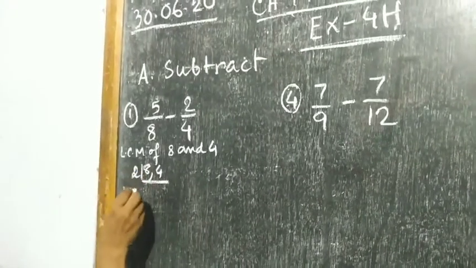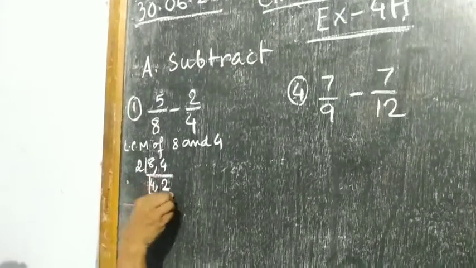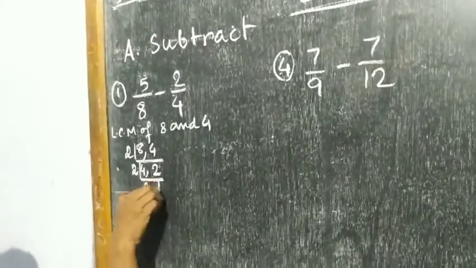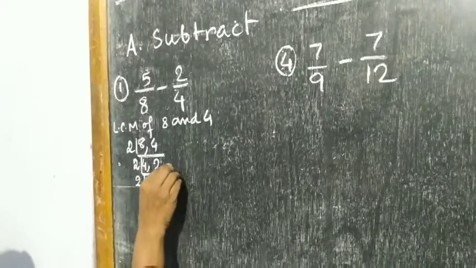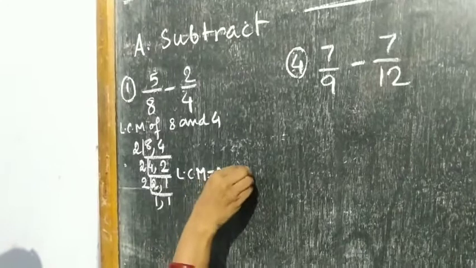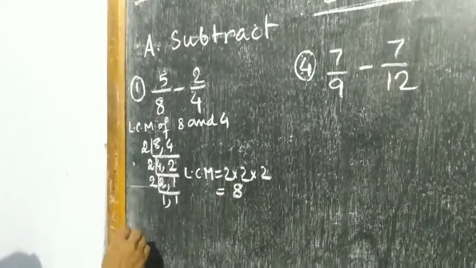So divide them by 2. So 4 divided by 2, 2. Again divide them by 2, 4 divided by 2, 2 divided by 2, 1. Again divide them by 2, 1, 1. So LCM equal to 2 into 2 into 2, that means equal to 8.